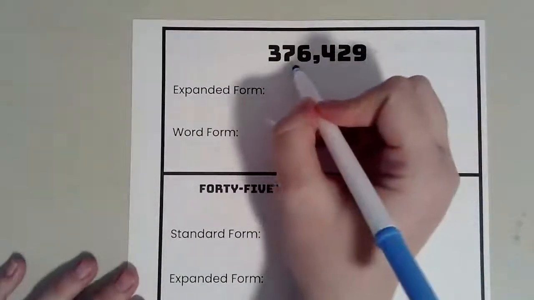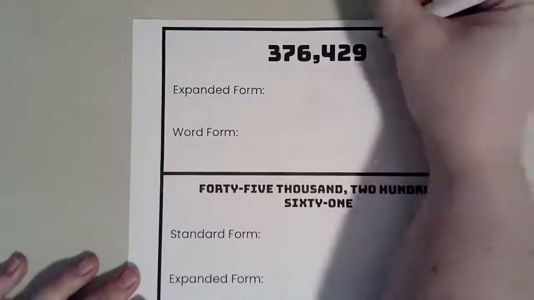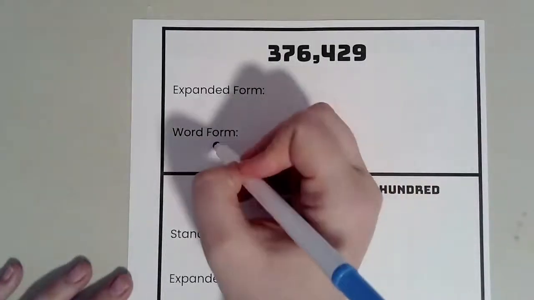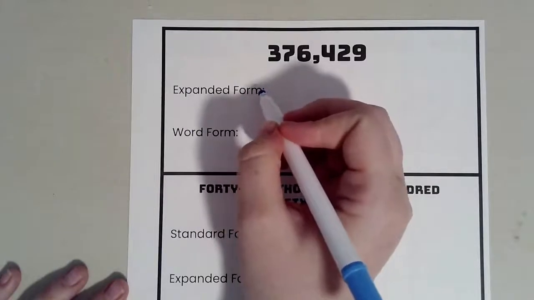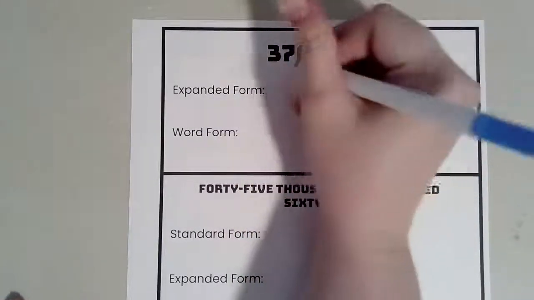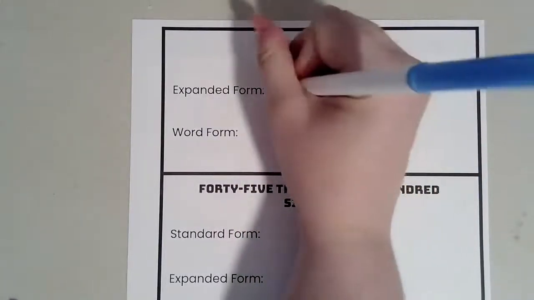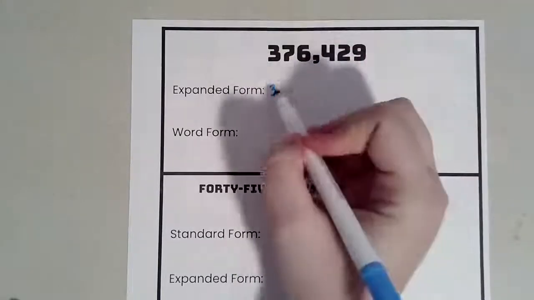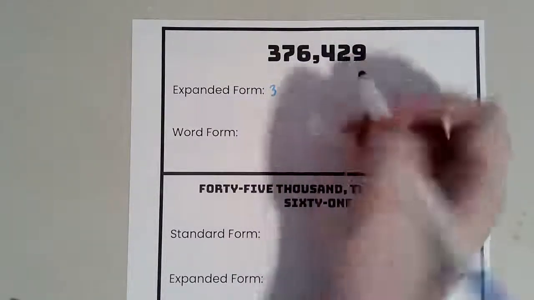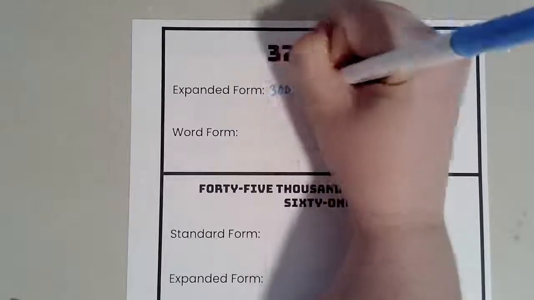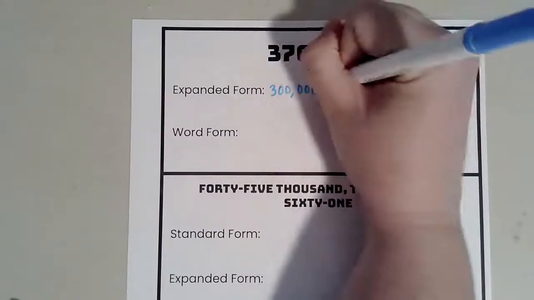So we have it written. What form is this? This is standard. So now we're going to do it in expanded and word. So let's go ahead and stretch it out. So our first one is a 3. The value of that 3 is 300,000. So let's go ahead, 300,000, and we're gonna put our plus sign.